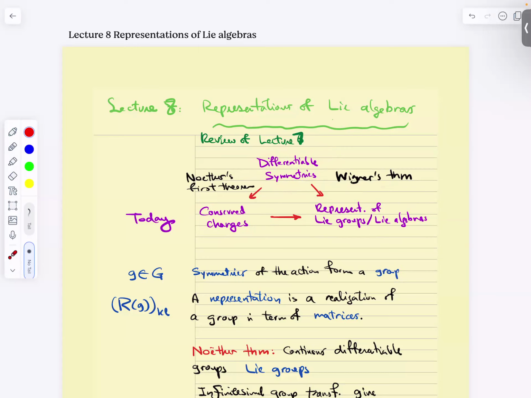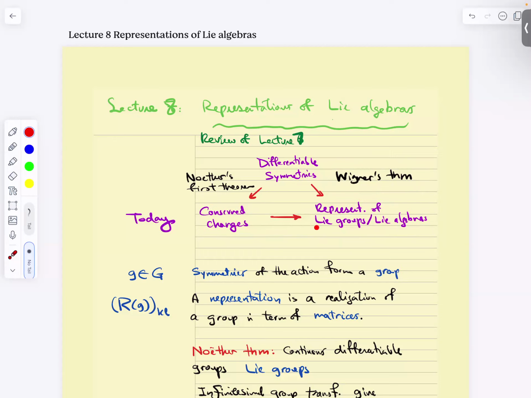Then last time we started talking about differentiable symmetries and representations, but we didn't really get to connect it to physics. So today I'll start with that, the so-called Wigner theorem. And then eventually we'll come back and find the connection between here and here as well.